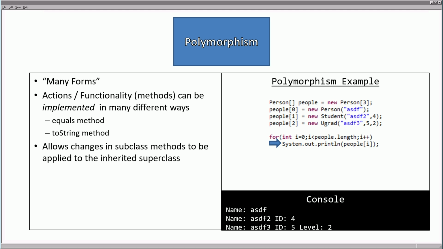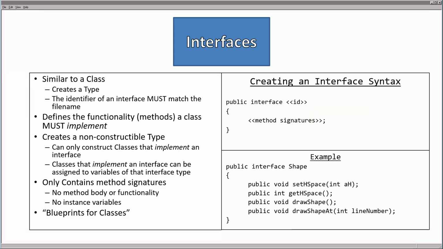The toString method could take many forms. Now, in relation to polymorphism, there is a very important structure called an interface. Now, an interface is very similar to a class. Much like a class, this creates a type that we can use. And also, similar to a class, the identifier of an interface must match the file name.